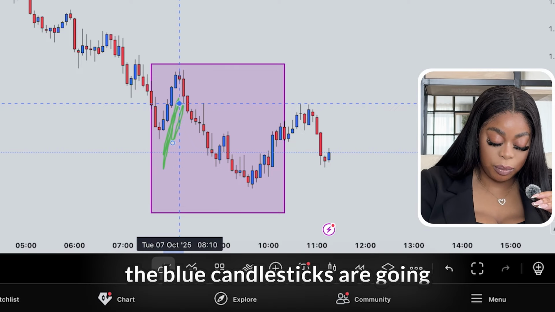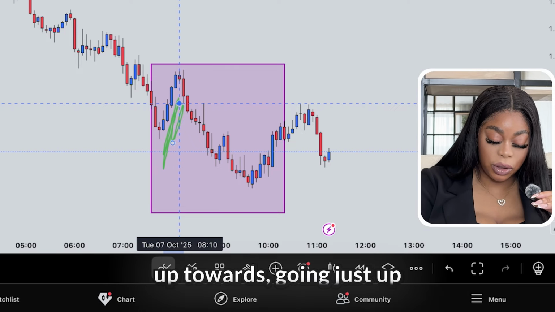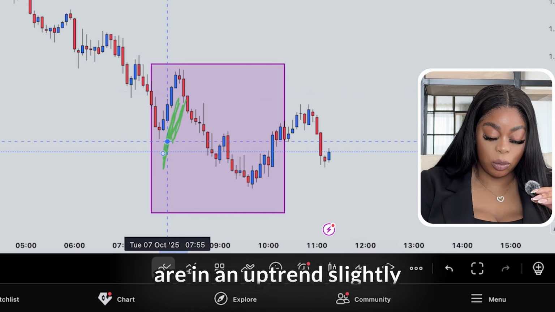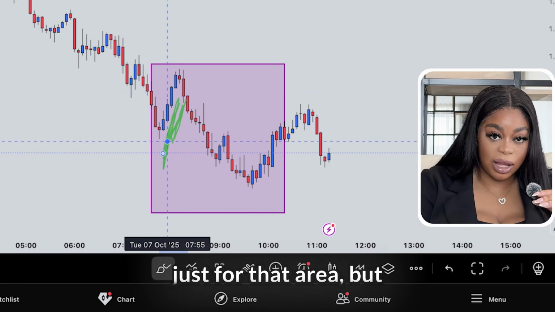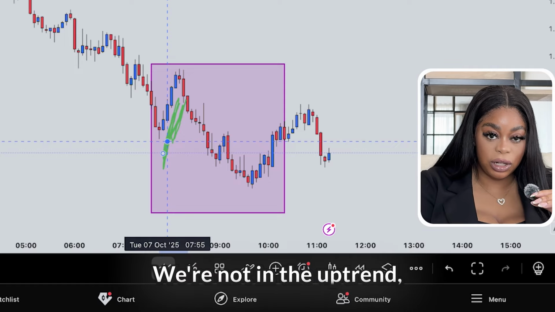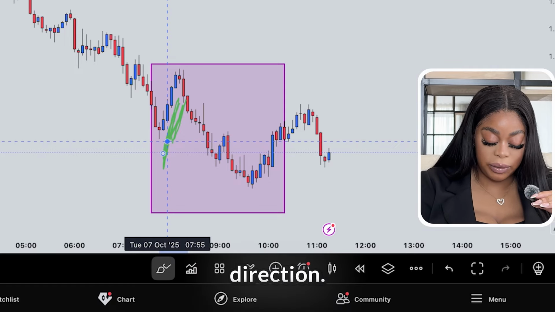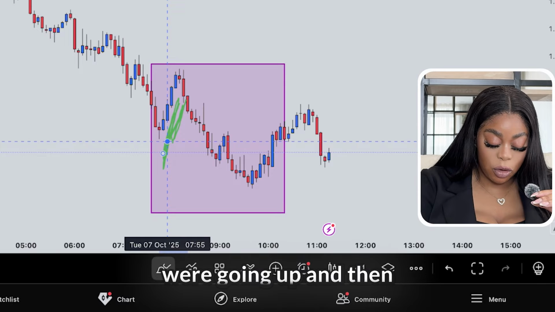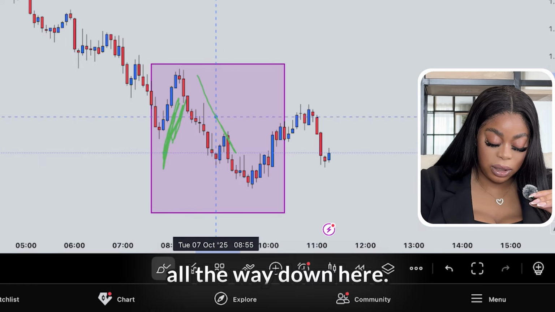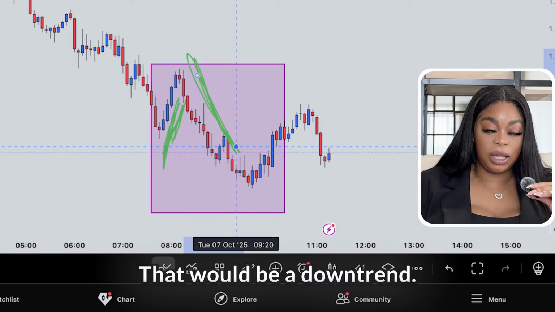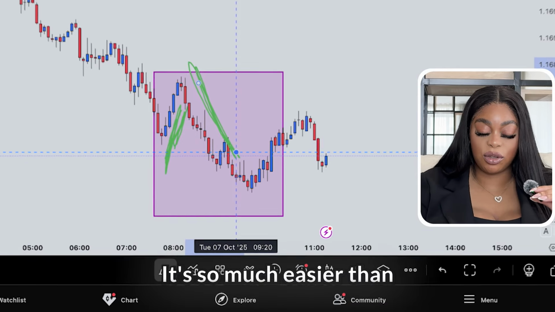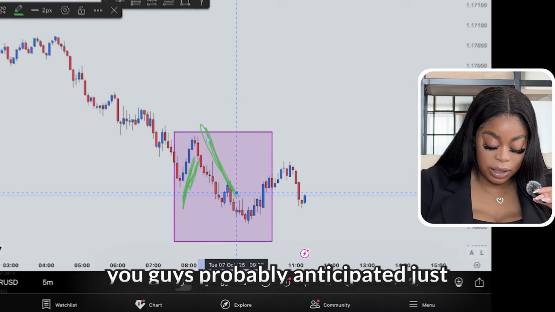As you can see, the blue candlesticks are going just up towards there. That would mean that we are in an uptrend, slightly, just for that area, but not overall. We're not in an uptrend, but I just want to show you guys a different market direction. So that would mean we were going up. And then self-explanatory, we have red candles going all the way down here. That would be a downtrend. Okay guys, the market is simply going down. It's so much easier than you probably anticipated.